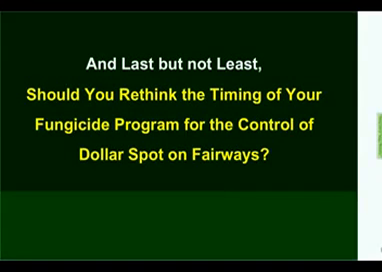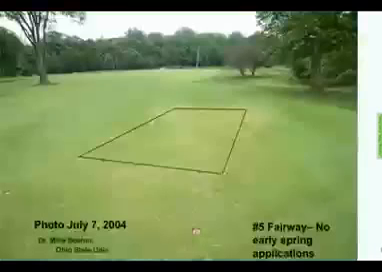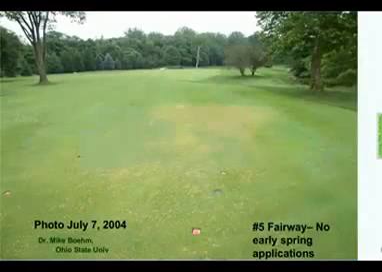And last but not least, the question I've gotten from a lot of superintendents, because they've seen our work and work from John Kaminski and Mike Fidanza and others with early spring applications, is: should you be applying a fungicide in the early spring, just around green up, well before dollar spot typically develops? Is there any use to doing that? And I think to a large extent, we've seen some real benefits if it's a well-timed application with a good dollar spot fungicide. There are some pictures.